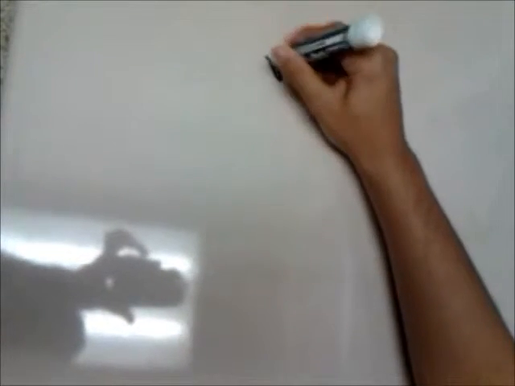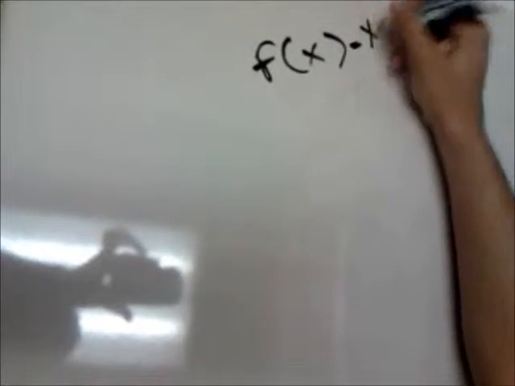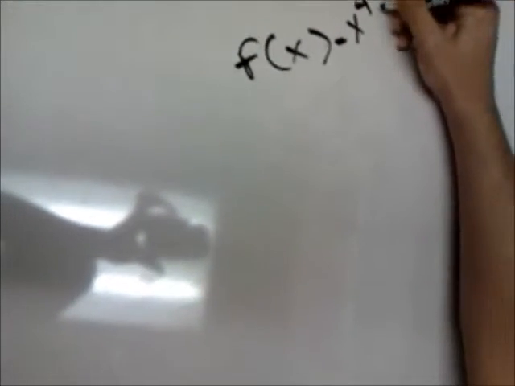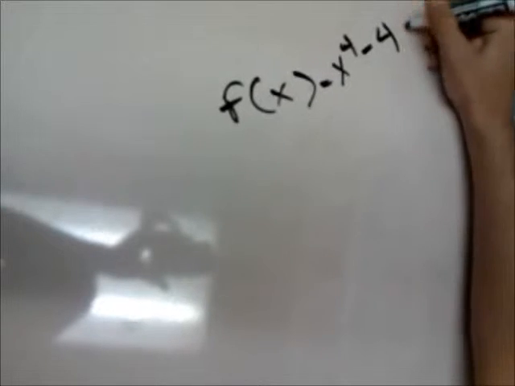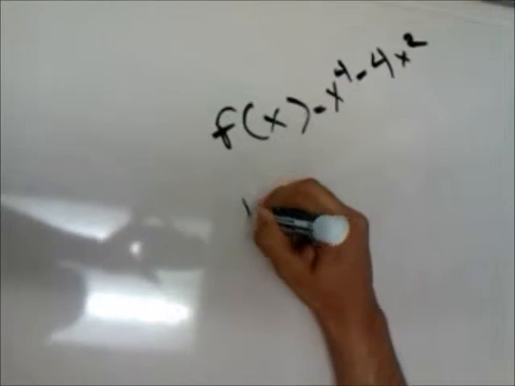So today we're going to learn how to find the critical numbers. Critical numbers are basically the zeros of the prime function. So let's start with a simple problem. F of x is equal to x to the 4th power minus 4x squared. Now let's start by finding the derivative.